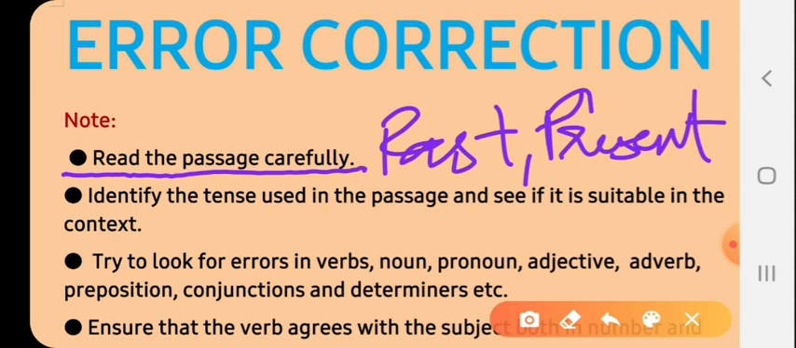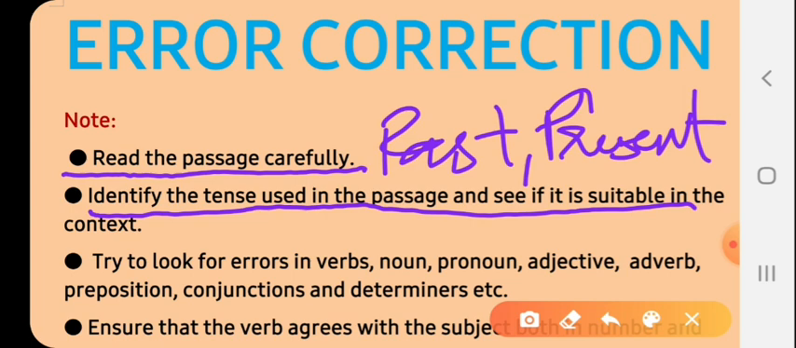The same is written here. Identify the tense used in the passage and see if it is suitable in the context. Once you read the passage, you will be able to find whether it is in present, past, or future tense. And then you have to notice if it is suitable in the context given.